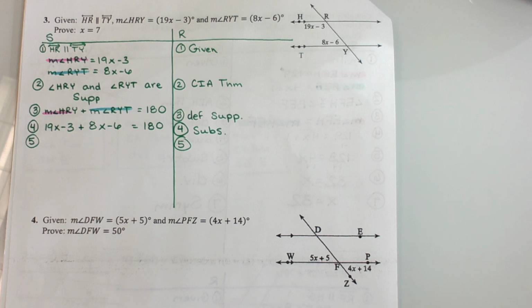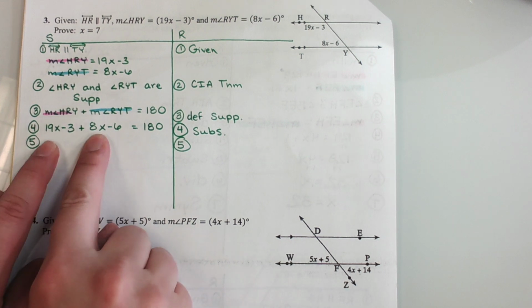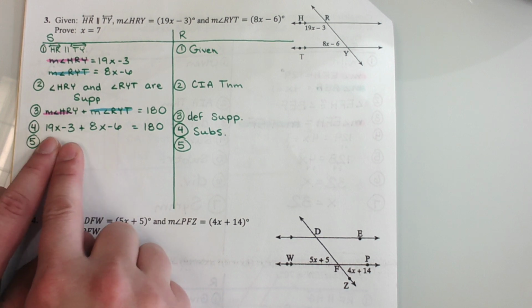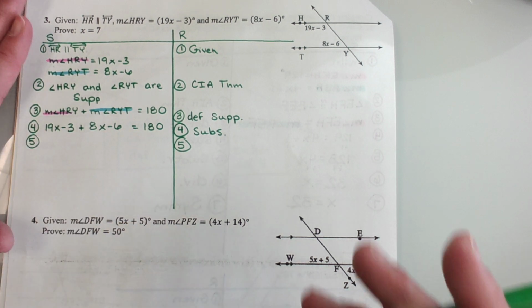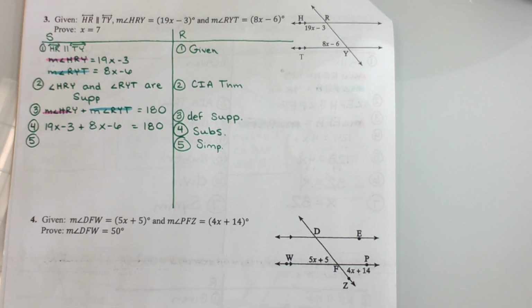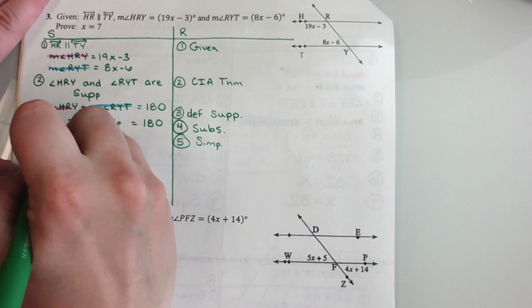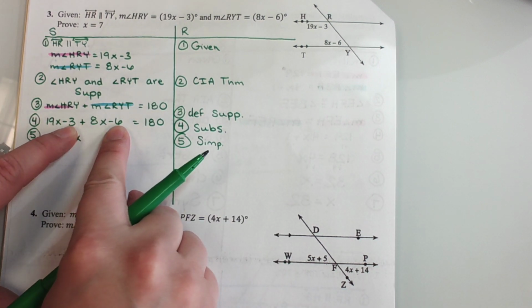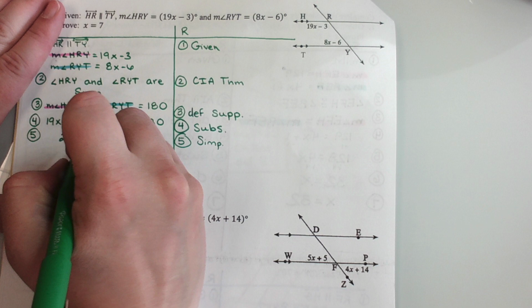It's algebra. You know this. I know you know this. Do you need to see there's multiple x's here? Can I put them together? Yeah, we're going to simplify things down. We're going to combine our like terms. 19x and 8x together is a 27x. Negative 3 and negative 6, they're both negative. It's negative 9.